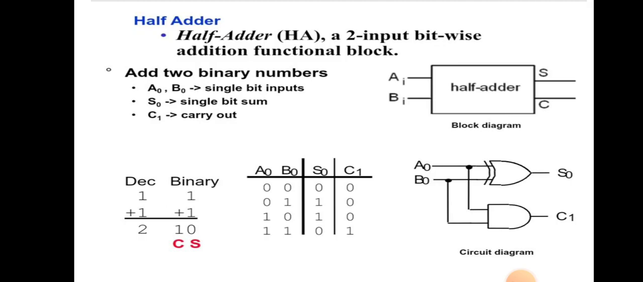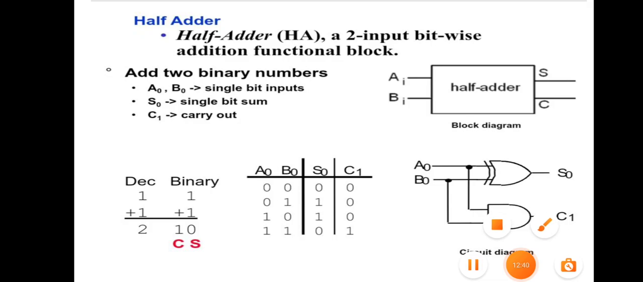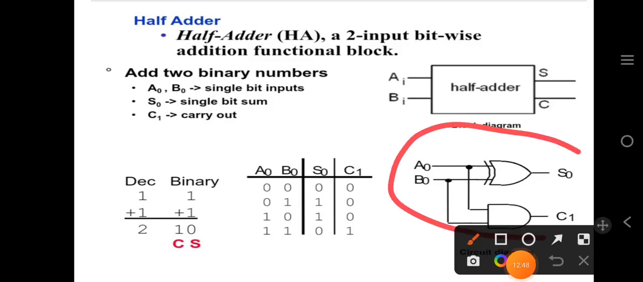Now the circuit diagram. Here the circuit diagram of the half adder is shown, where the two inputs are A0, B0, and the outputs are S0 and C1. A0, B0 are given to the XOR gate, and again A0, B0 are given to the AND gate, and the outputs of the XOR and AND gates are the outputs. So this is the circuit diagram for your understanding. In the next slide, we are going to see how we have drawn this circuit diagram. So implementation we will see now.